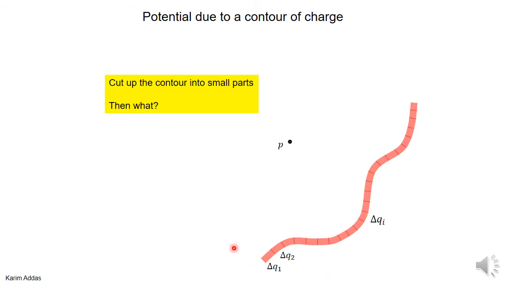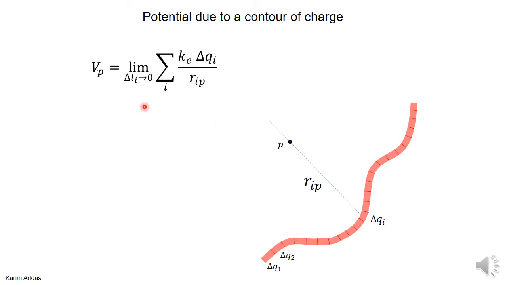Well, as usual, whenever you have a continuous charge distribution, you cut it up into small parts because we only know how to deal with point charges. So we can write down the total potential at point P. We can assume that this contour of charge is basically an infinite number of point charges. We have to cut it up into an infinite number of parts because the only thing we know is the potential due to a point charge, which is kq over r.